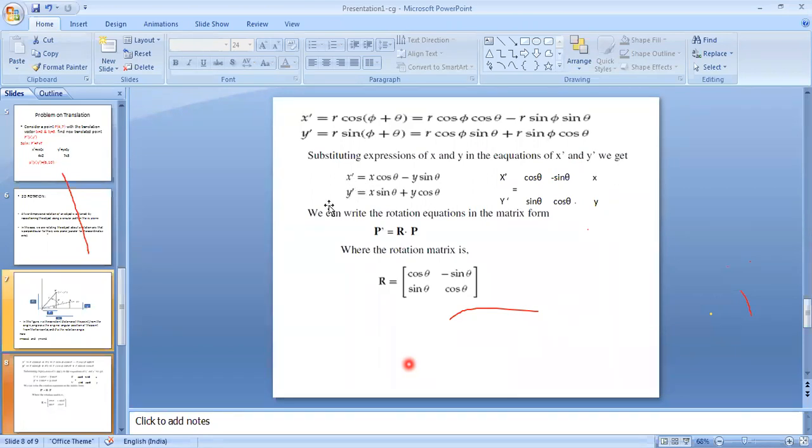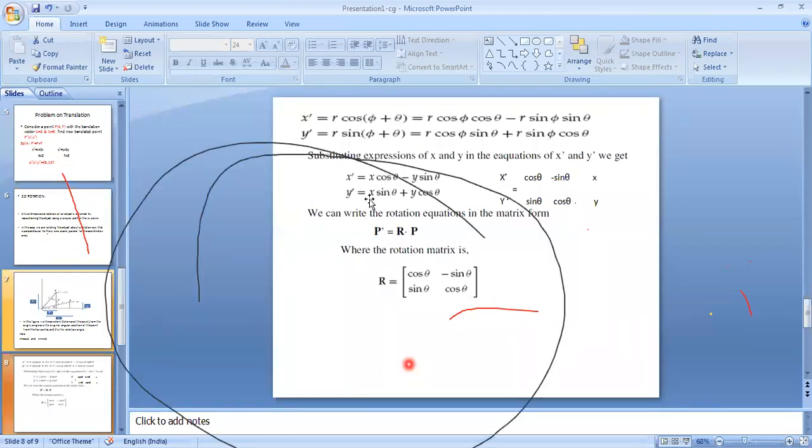So this is one problem that they will be asking you. They will be giving you the x and y coordinates, and they will be giving you theta, that is the angle. So whenever they give you x, y and theta, you need to find the rotation, that means you need to find the new x' and y' using this formula.